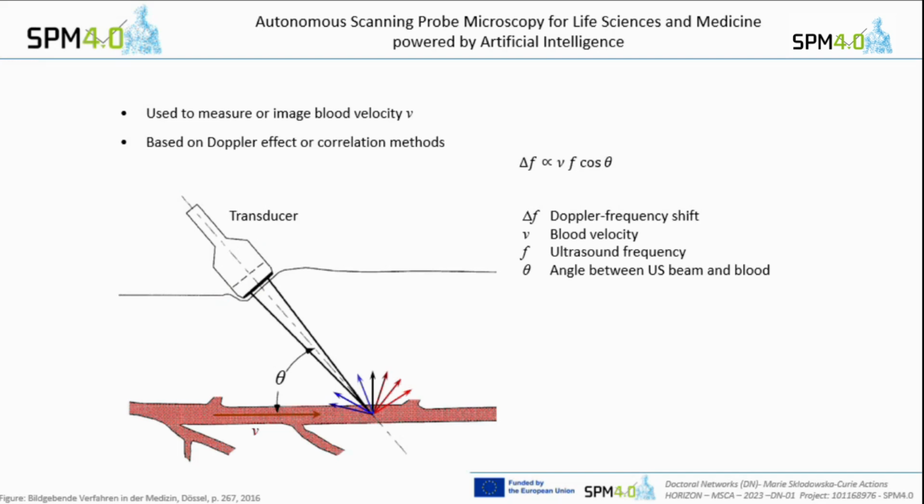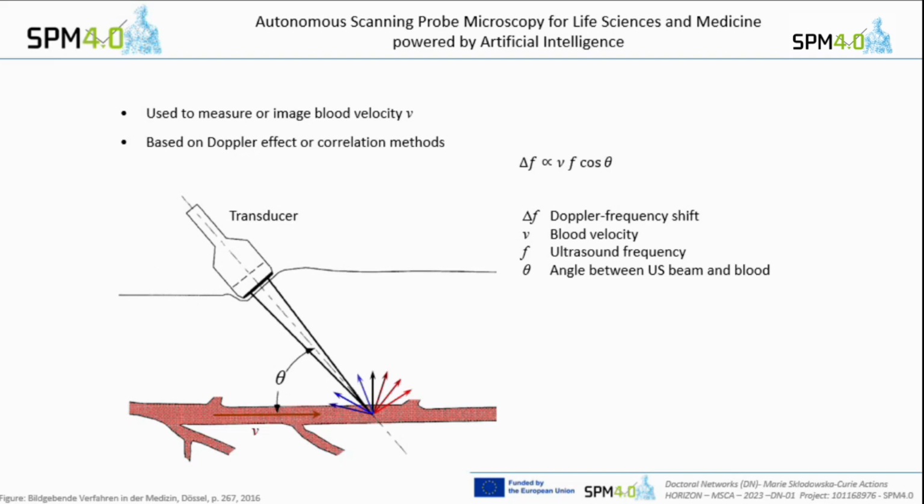Here we are interested in measuring the function, the blood velocity in the body, and this relies on the Doppler effect. We have an ultrasound transducer, we have some moving particles in the blood, and we receive some echoes. If you have moving particles, the ultrasound wave gets frequency shifted. This is indicated by the equation on the right side. The frequency shift is a function of the blood velocity, which is nice.